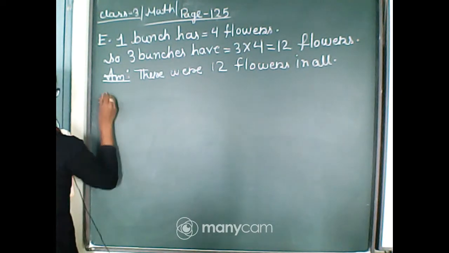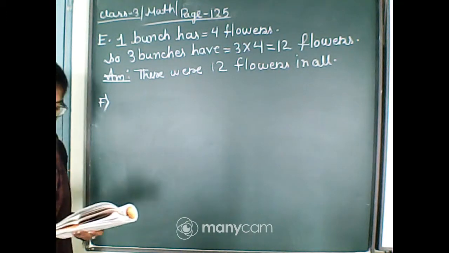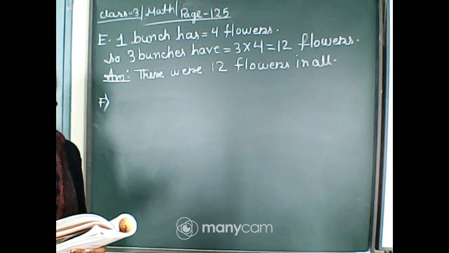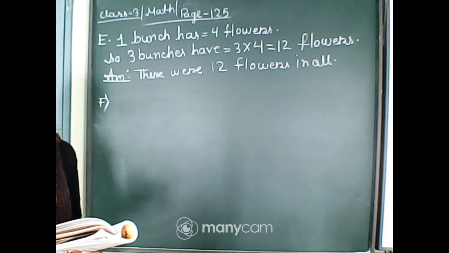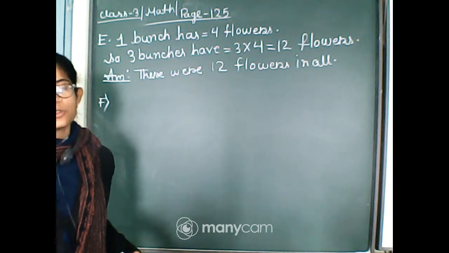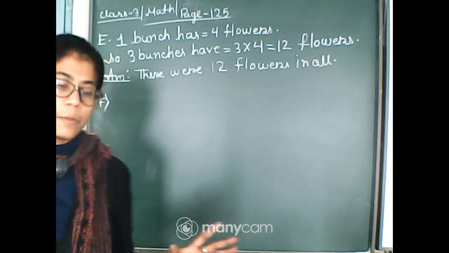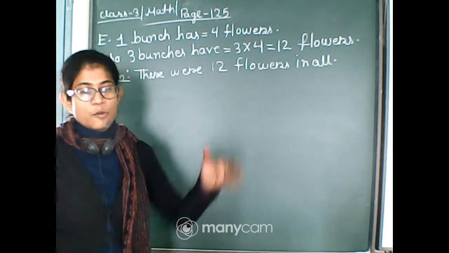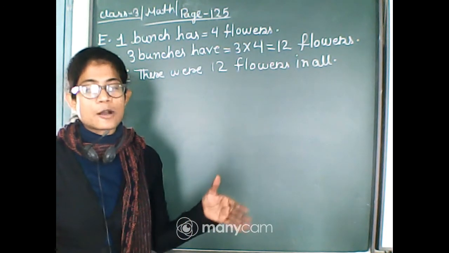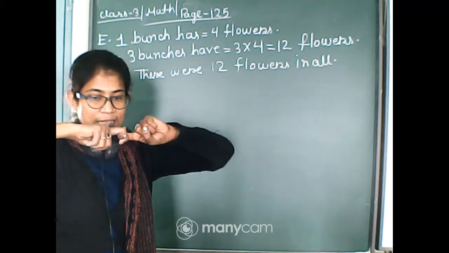Now F number, one rail coach has 8 wheels. How many wheels in all in 6 coaches? Do you know, students, coaches means what? Coaches means one compartment. All the compartments look like a box, isn't it? One box is joined with another box like in this way, isn't it?